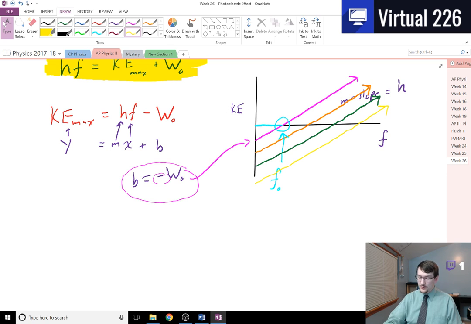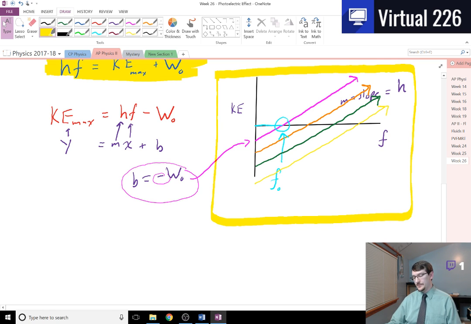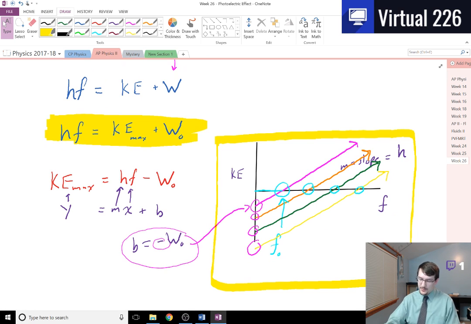So that's a really, really cool graph. If you haven't seen it, definitely check it out. It tells us a lot of information about the minimum frequency we need, and it also tells us a ton of information about the work function itself. So it's definitely worth looking at that graph for the photoelectric effect. Very cool stuff. But that's the photoelectric effect in a nutshell. With that, we can be finished with it.